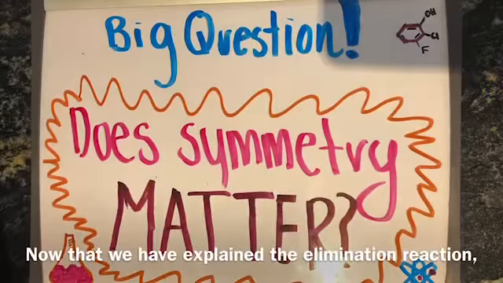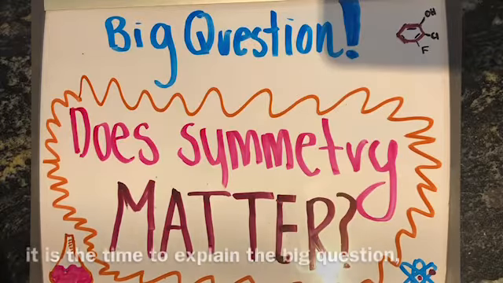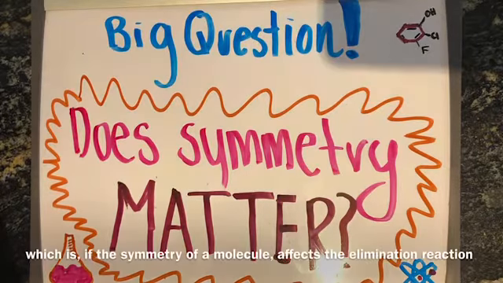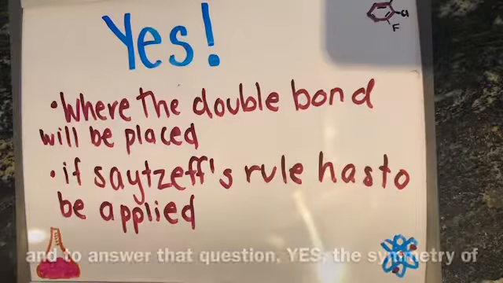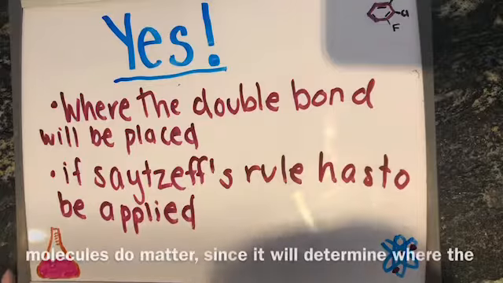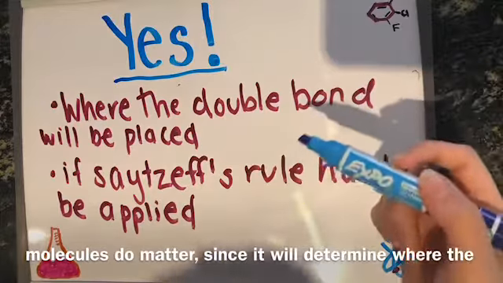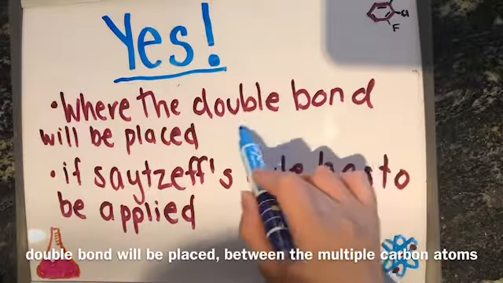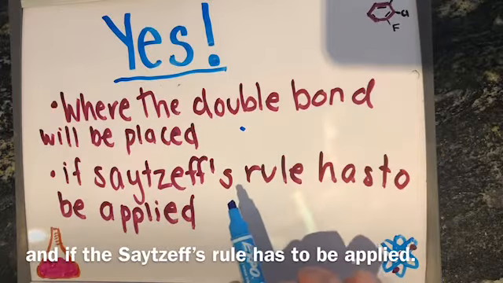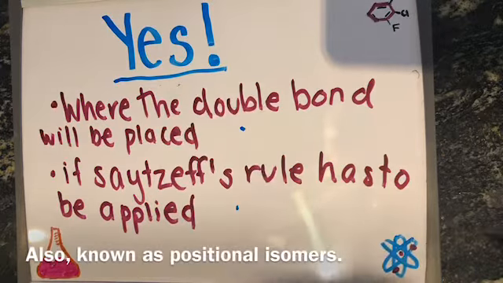Therefore, now that we have explained the elimination reaction, it is the time to explain the big question, which is if the symmetry of a molecule affects the elimination reaction. And to answer that question, yes, the symmetry of molecules does matter, since it will determine where the double bond will be placed between the multiple carbon atoms and if Saytsev's rule has to be applied, also known as positional isomers.